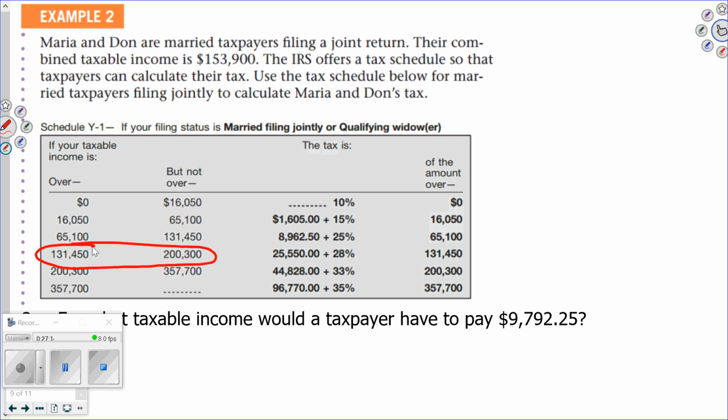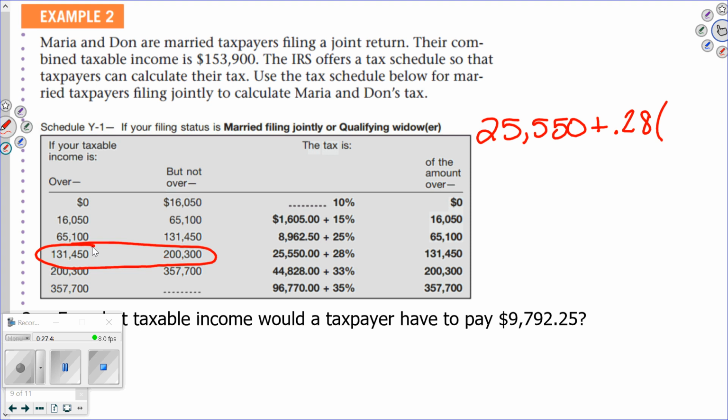So according to this tax schedule, we can figure this out. They fall into this right here, right? Over this amount, but not over this amount. Then the tax, for them, is going to be $25,550 plus, let's go ahead and write this out because it'll make more sense, $25,550 plus 28%, so 0.28.